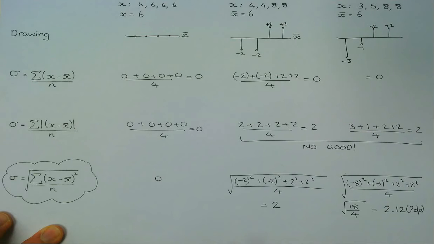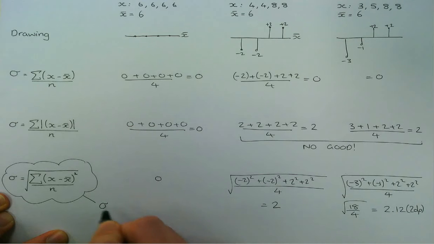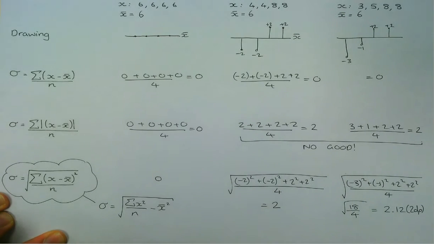Now, I will say this can take quite a lot of time. So we rewrite this formula as this. So we're going to have the square root of the sum of x squared over n minus the mean squared. So you can see it's very similar, but this is what we use for ease. So if you look it up in a book, this is the one you're going to use.